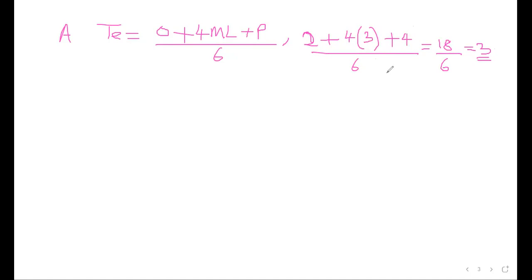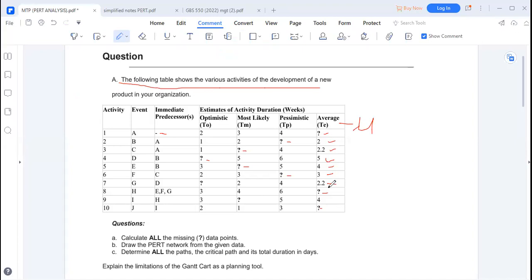Now for B, B has already been calculated. The TE for B is already there. Okay, so TE for B is 2. These other ones from B throughout to G are already there. This is just the most important. And then we can finish finding the time expected for H. Let's finish up this column first.